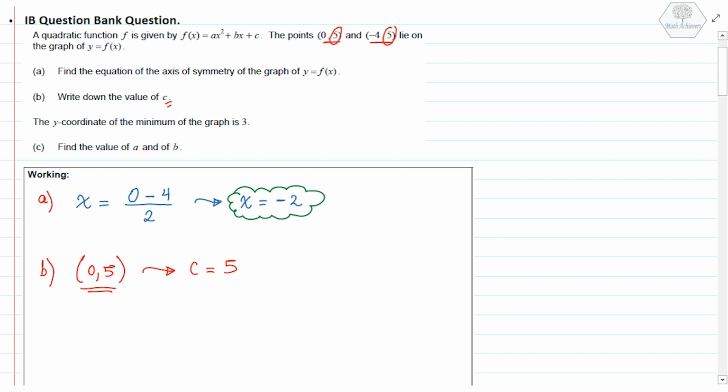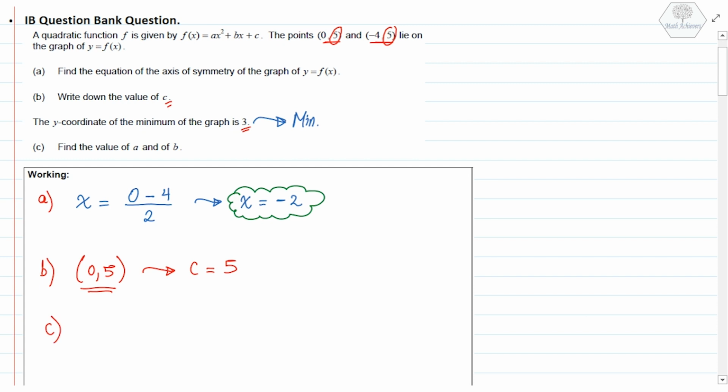Now, the y-coordinate of the minimum of the graph is 3. So I have a minimum point in here, having the y-coordinate to be 3. This is a minimum point. We need to find the value of a and the value of b. Let's start for part C.